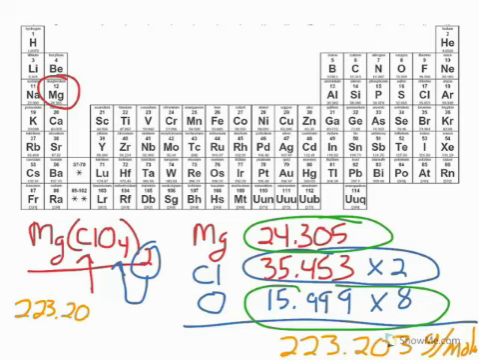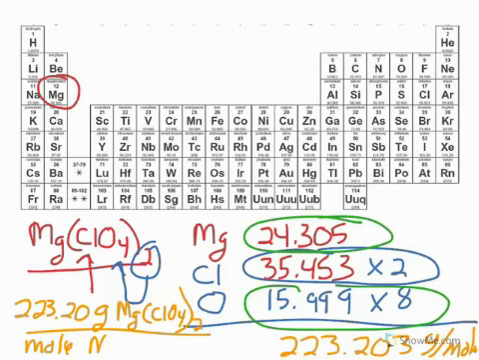223.20 grams of magnesium perchlorate per mole of magnesium perchlorate. That's how I want you to write this out for this problem. Very easy. Do the homework.